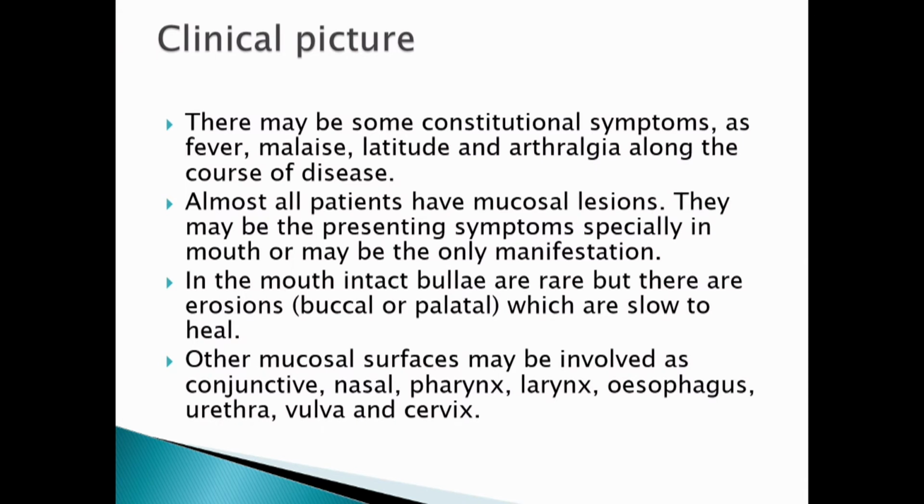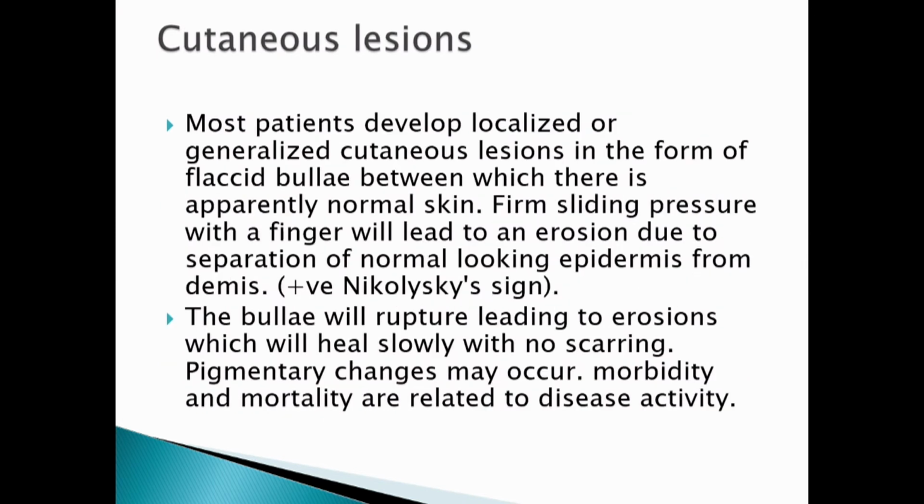On his skin, I find wide generalized bulli. Okay, bulli distributed on a wide area of his skin. These bulli are flaccid bulli, between which there is apparently normal skin. What does apparently mean? Apparently means it looks normal. When you look at it and you examine it, it's normal, but it has starting acantholysis.